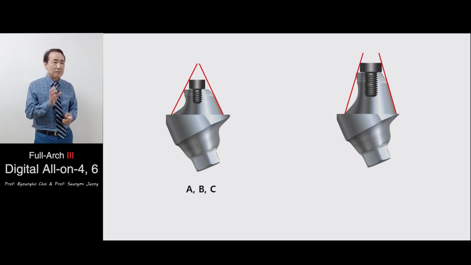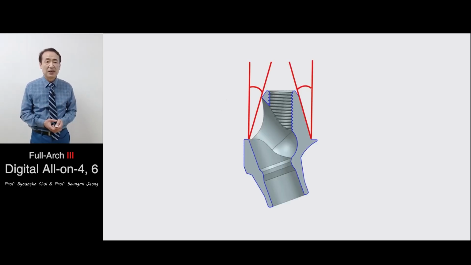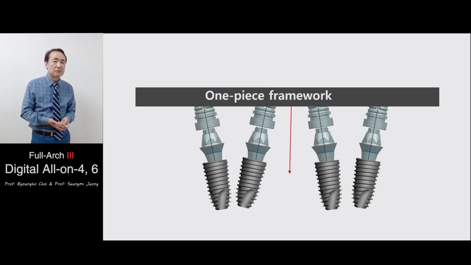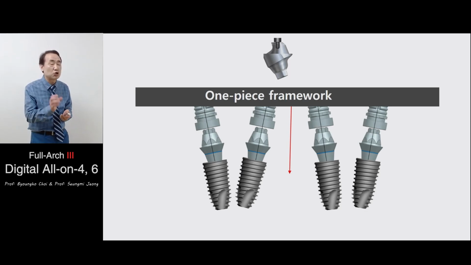The abutment height has a close relationship with the taper of the abutment. This shows the degree of taper of the abutment. It determines the range of compensations for the errors that occur in implant placement. If you are not able to place all implants parallel, you have to use a short abutment to make one-piece framework.